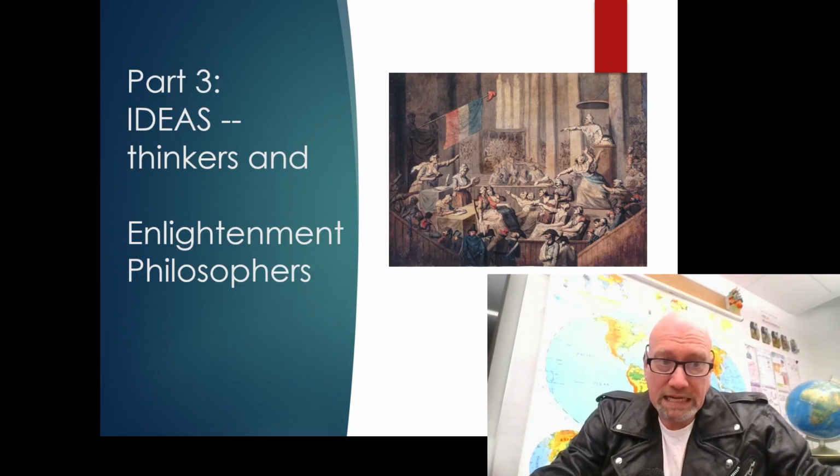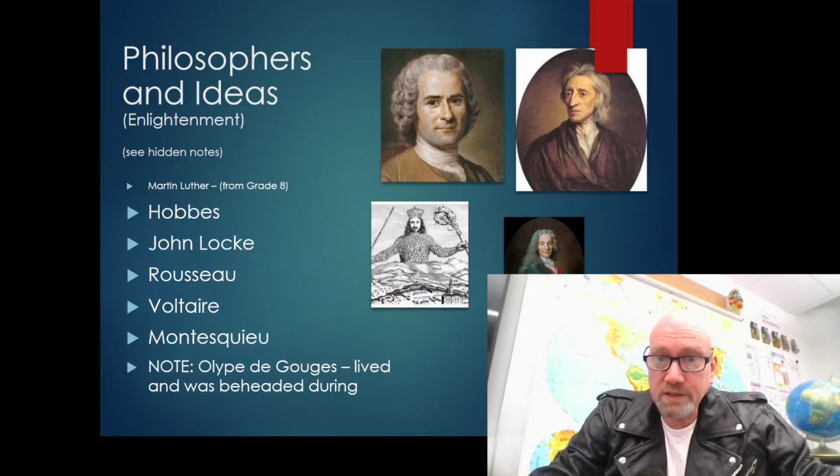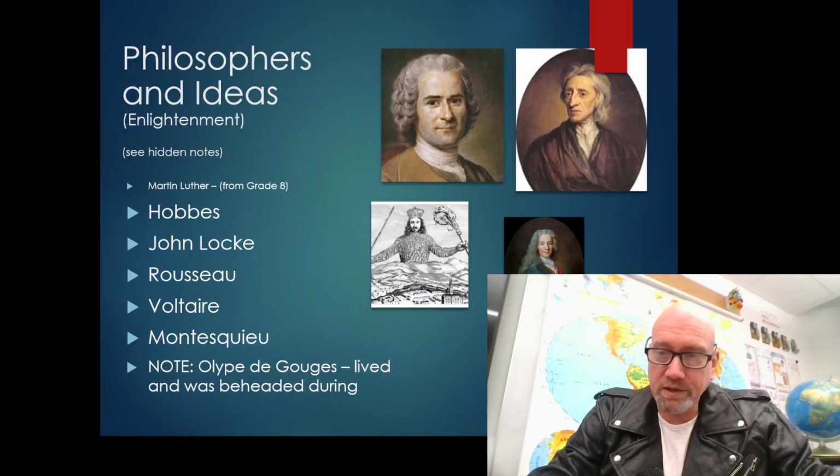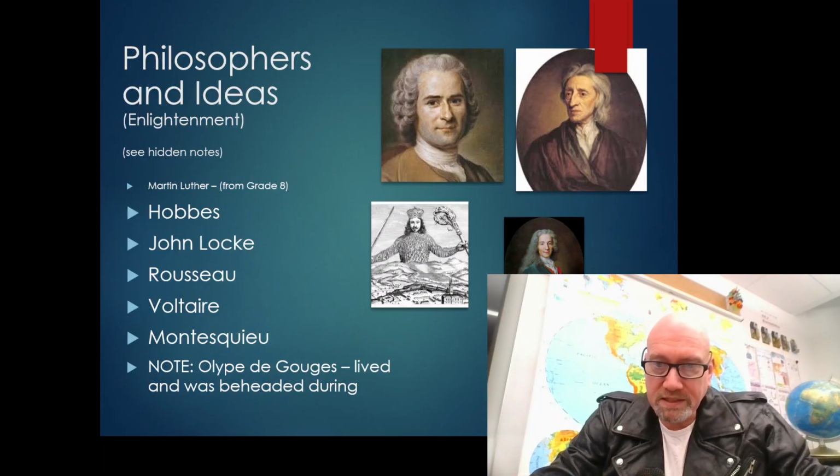Part 3, ideas, thinkers, and Enlightenment philosophers. Okay, there were various philosophers arguing different points of view, some agreeing with each other, some disagreeing. Hobbes disagreed with Locke. Their philosophies were very different. John Locke and Rousseau would have agreed that people have a right to revolt against a tyrannical king, where Hobbes would have said no. Once the king is established, there's a social contract.